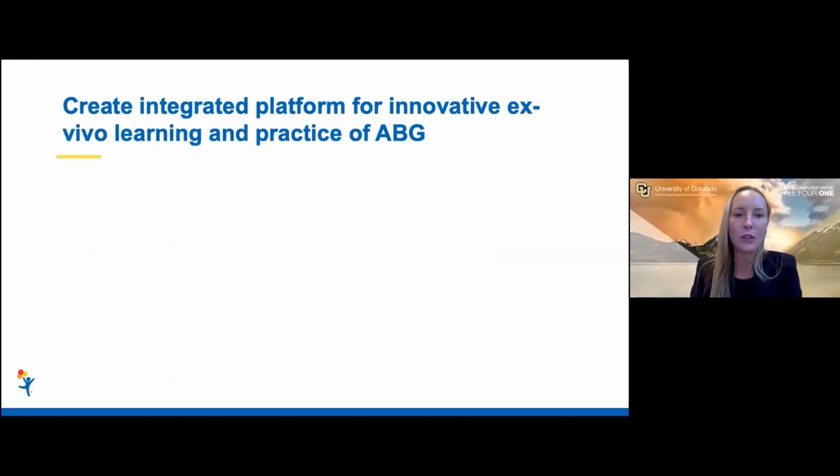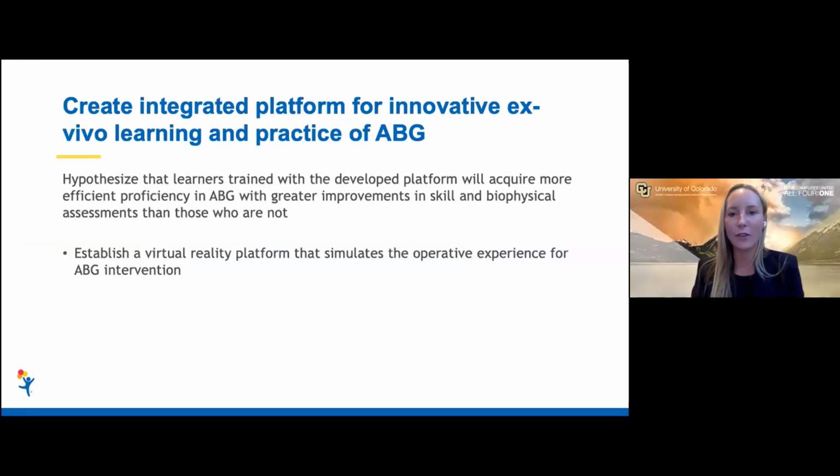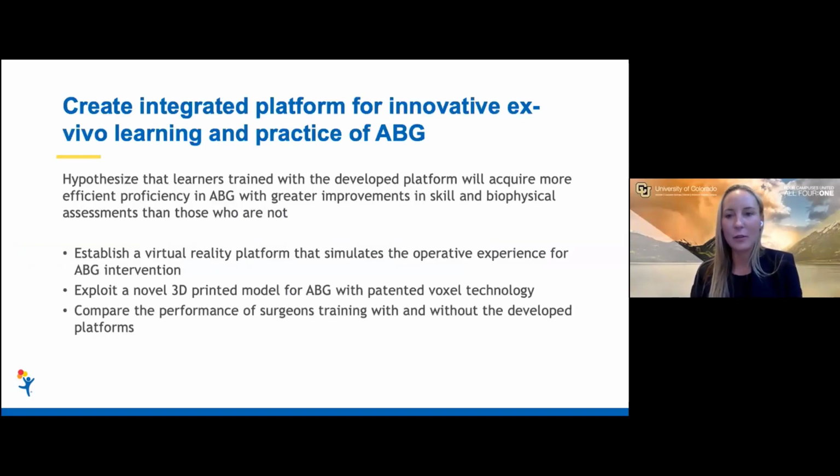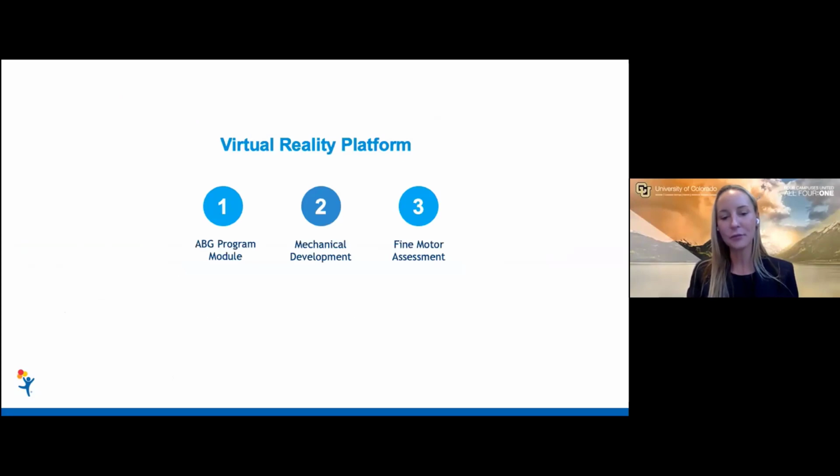So what we proposed to do was to create an integrated platform, both VR and 3D. We want to basically mix the modalities of VR and 3D simulation and prepare surgeons in training. So what needs to happen is we have to film the procedures to get the program module going, define proficiency and errors, and develop teaching modules with program platforms.